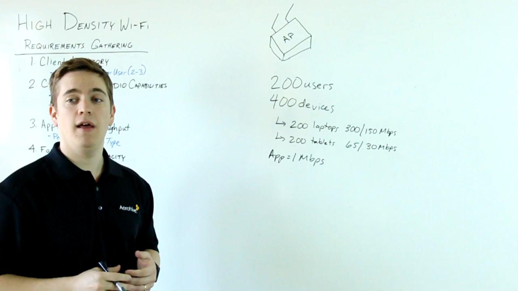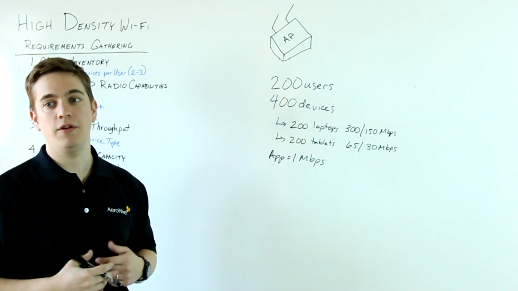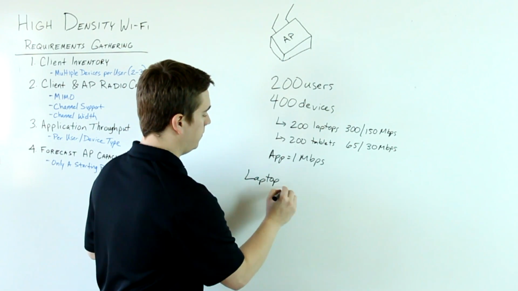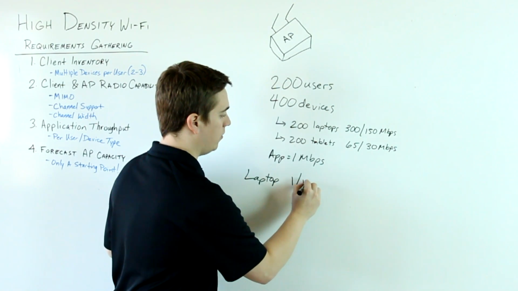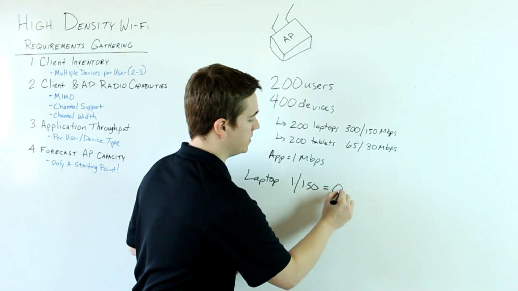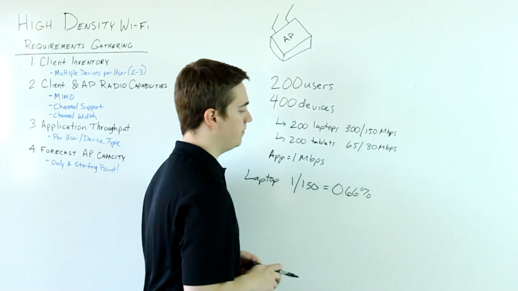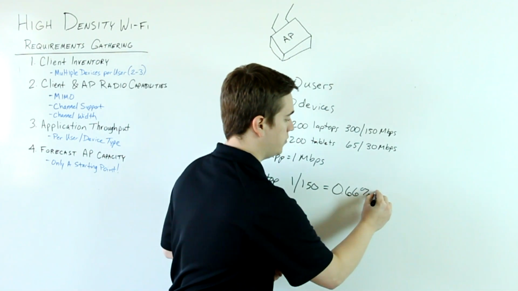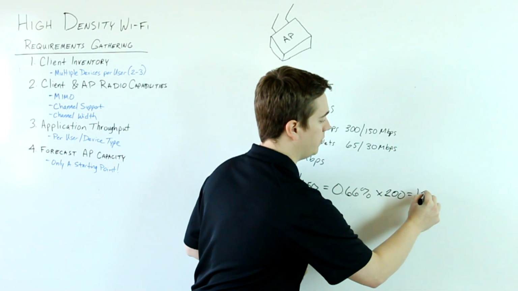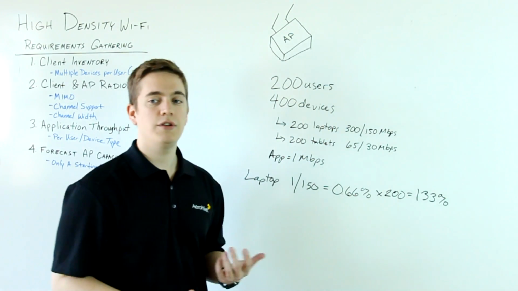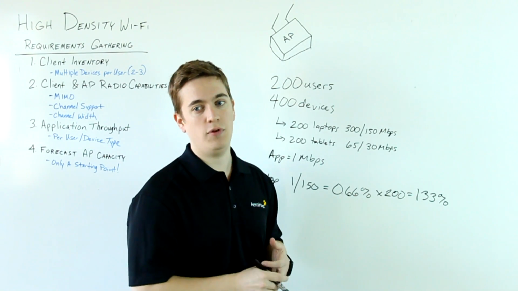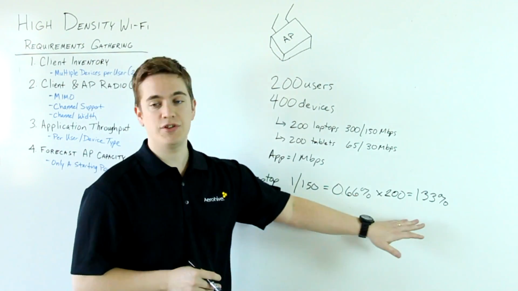Now, for the laptop device, we need to figure out how much airtime each device will take in order to get through that 1 megabits per second of data. So for the laptop, we take 1 megabits per second divided by what each one is capable of, which is 150 megabits per second. And that gives us an airtime utilization for each device of 0.66%. We have 200 of these devices in the environment, so we'll multiply by 200 to account for all the devices in the lecture hall. And that means we need 133% airtime total in order to serve all 200 laptops. So obviously 1 access point radio on 1 channel is not enough. We'll need at least 2 radios or dual radio access point in order to serve all the laptops.